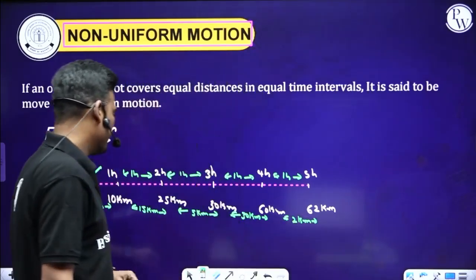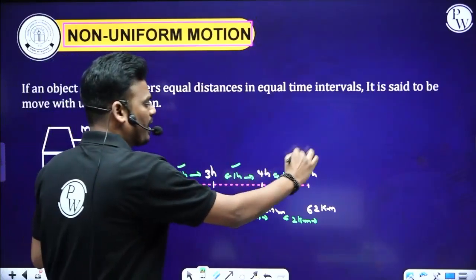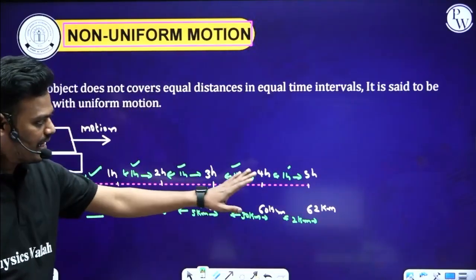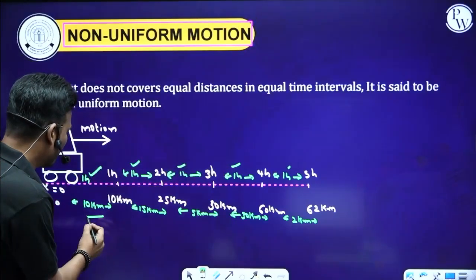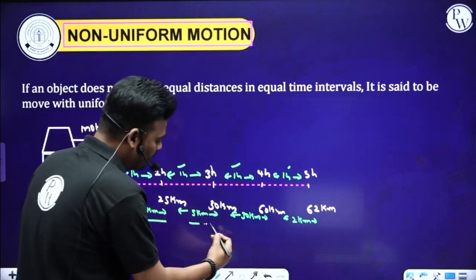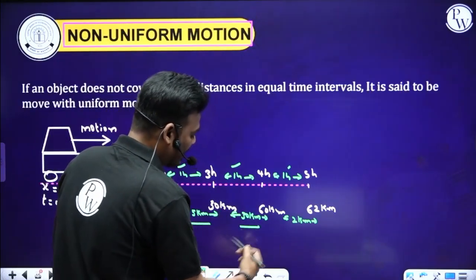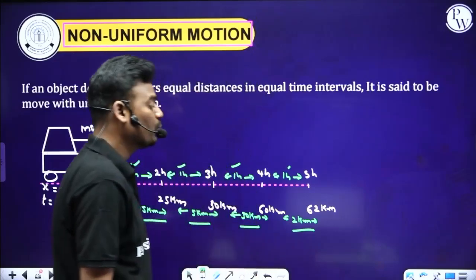Let's check in equal intervals of time: 1 hour, 1 hour, 1 hour, 1 hour, and 1 hour. The time interval is equal. But the distance, you see: first interval 10 kilometers, second interval 15 kilometers, third interval 5 kilometers, fourth interval 30 kilometers, and the fifth interval just 2 kilometers.